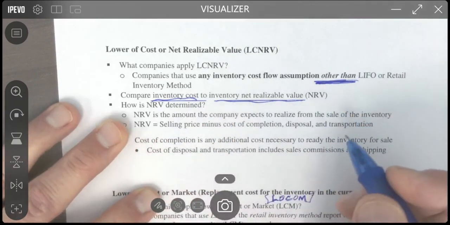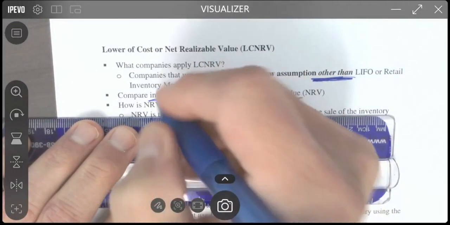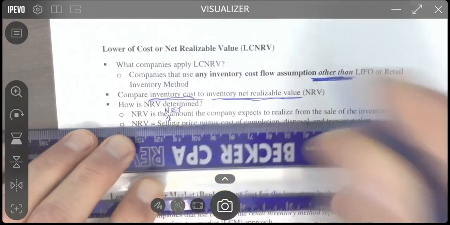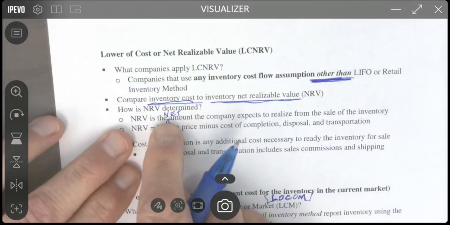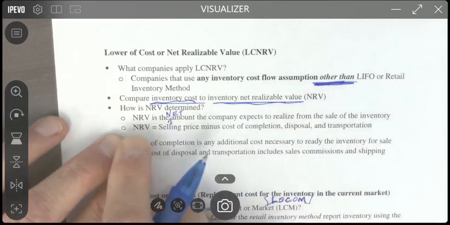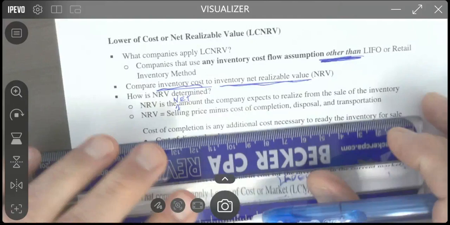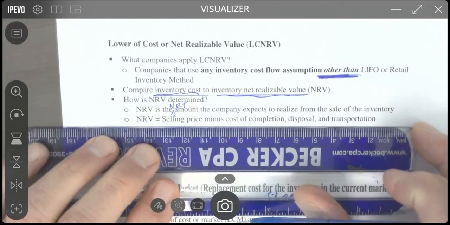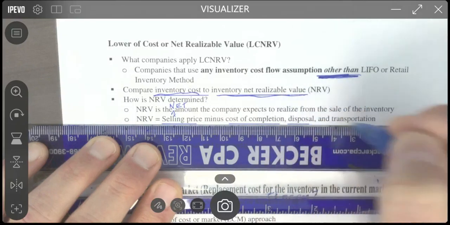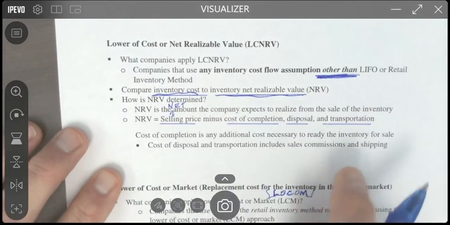So the key word up here, I should have the word net amount in there. Net realizable value is indeed the net amount the company expects to realize from the sale of the inventory. It's equal to the selling price, but then minus selling price minus cost of completion, disposal, and transportation.